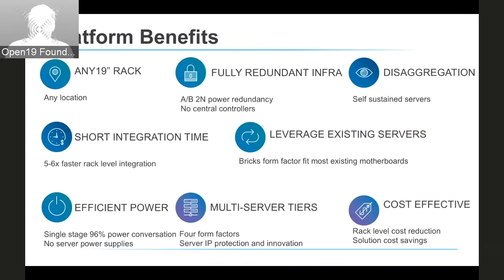Multi-server tiers: you've seen that we have different sizes of servers, and we will have, and I'll talk about this in a minute, a variety of server suppliers that will give a variety of solutions. It's extremely cost effective. We have proven at LinkedIn that we have significant savings, tens of percents of savings, in actually making the system work.